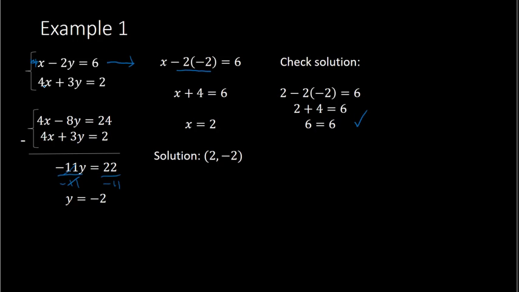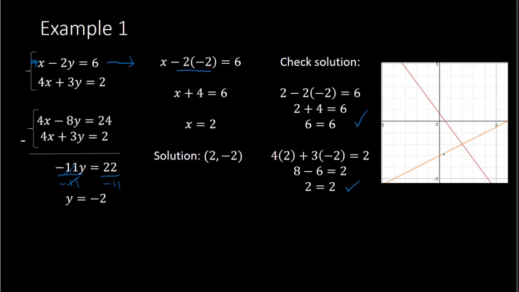Check the second equation, 4x plus 3y equals 2. Plug a 2 in for x and a negative 2 for y. So now I have 4 times 2 plus 3 times negative 2 equals 2. This is going to be 8, and then minus 6 equals 2, which is a true statement. So therefore, we do have the correct solution. And graphically speaking, if you were to put this on the graph, notice they cross right here at this point, which would be 2 comma negative 2. So we have found the correct solution, and that is where the two lines will intersect.